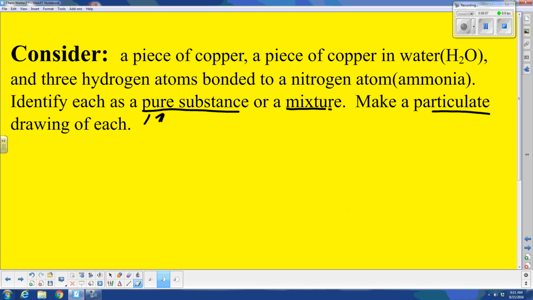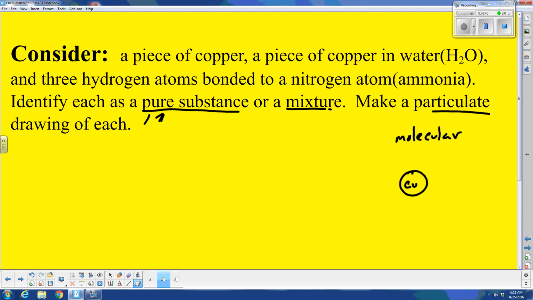Cool. Now, you can see I've started to draw already, so let me give you a couple of tips on this particulate drawing. What we mean by particulate is on the molecular level. Now, if we look at something like copper, we know that copper has 29 protons and 29 electrons. So I don't write 29 positives and 29 negatives. When I do a particulate drawing, all I really do is draw a circle and put the symbol inside. Now, that's just an atom.